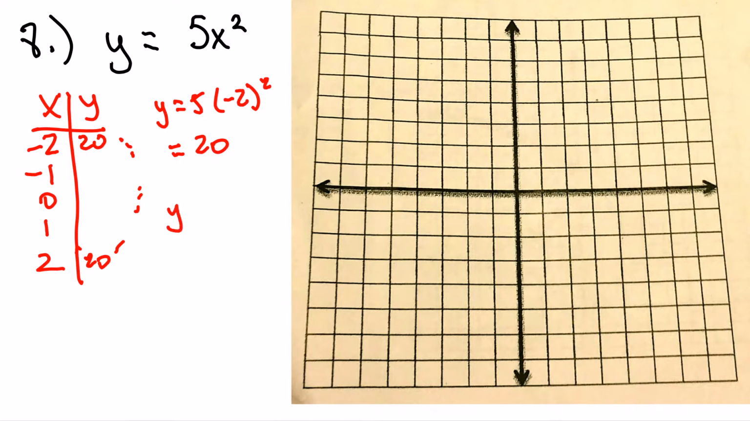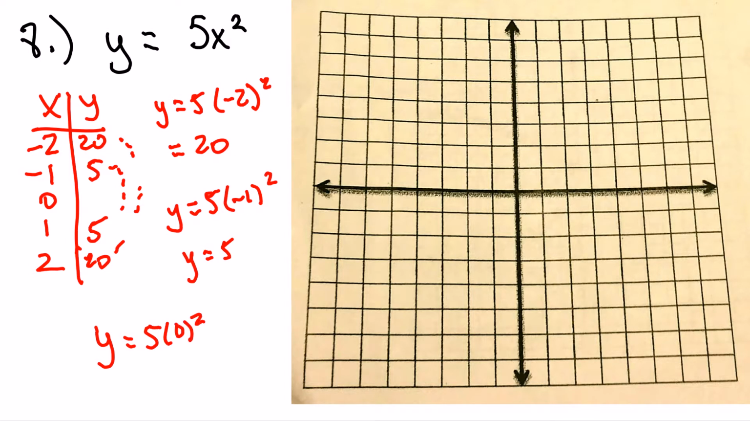Now I'm going to plug in -1. Y equals 5. Instead of x, I put -1. It's squared. -1 squared is 1. 1 times 5 is 5. So I put 5 here. And that rainbows over. Now I plug in 0. 5 times 0 squared. 0 squared is 0. 5 times 0 is 0. I have my 5 points. I'm going to change my scale. I'm going to go by 3s.